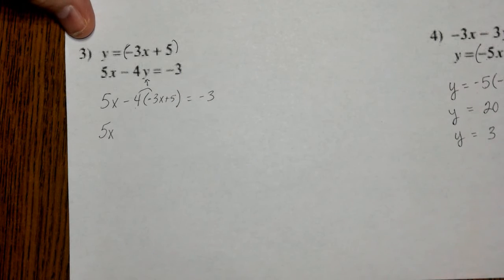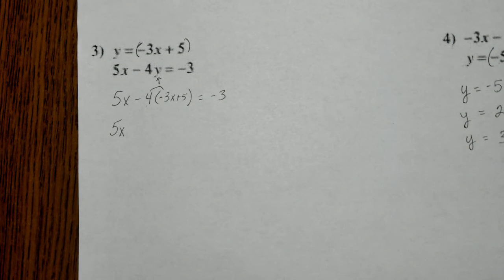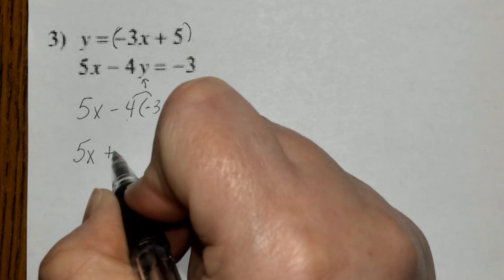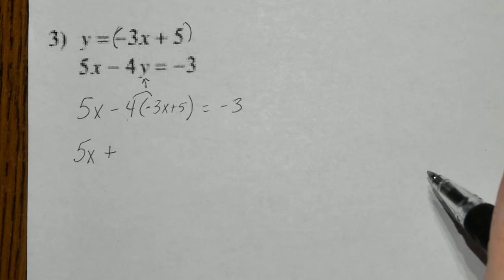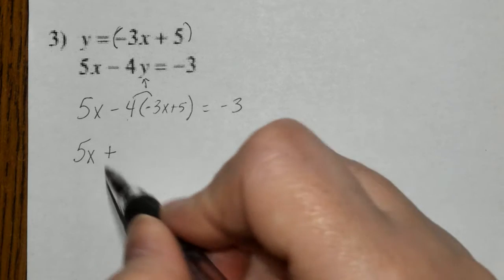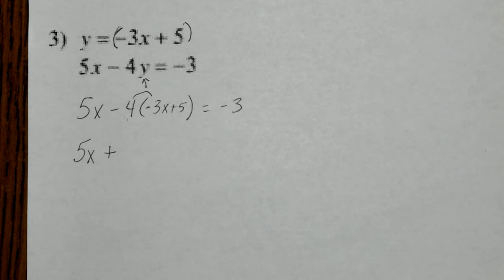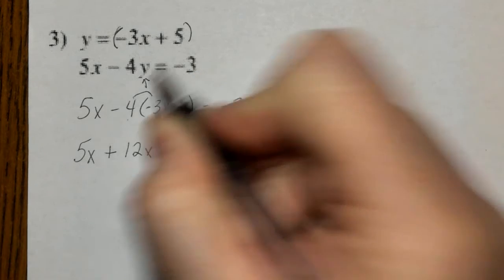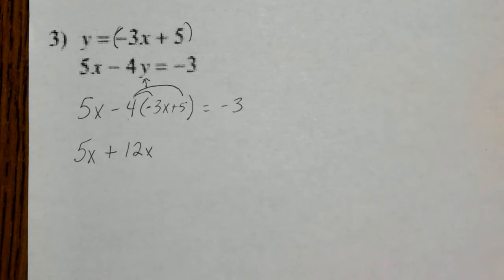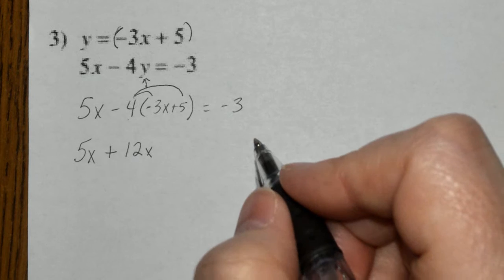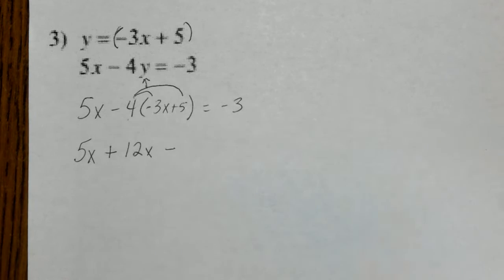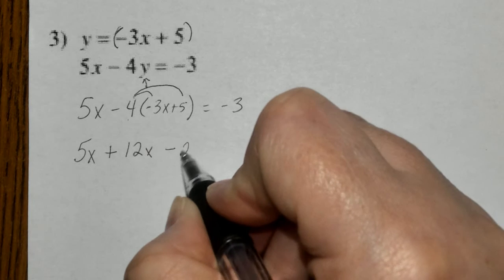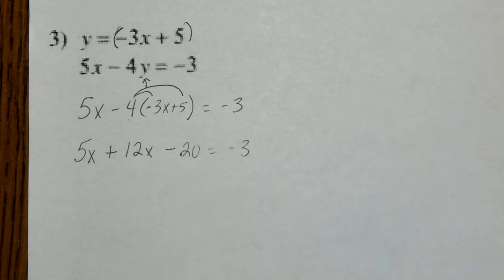What's a negative times a negative? It's a positive. So what's 4 times 3? 12. And then there was an x with that one. And then what's a negative times a positive? Negative. 4 times 5? 20. So now we've gotten rid of the parentheses.